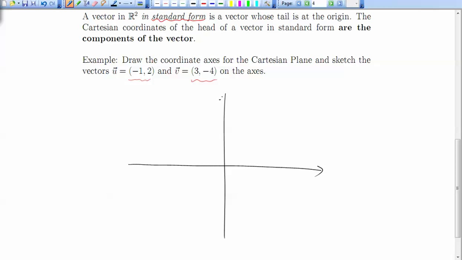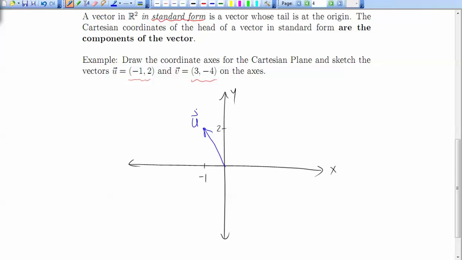Draw the Cartesian plane here, and we'll draw these two vectors in standard form. Their tails will be at the origin. So if I draw u here, its head is going to be at the point -1, 2. So the head is going to be up here. The tail, since it's in standard form, will be at the origin. That's the vector u right there.